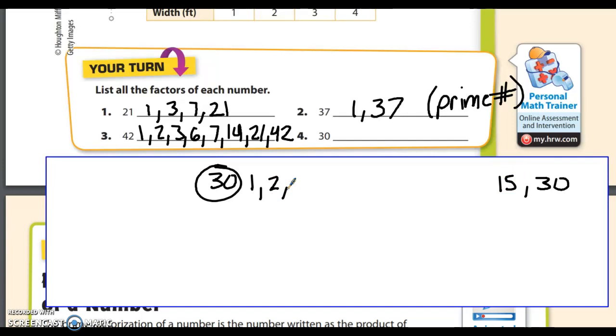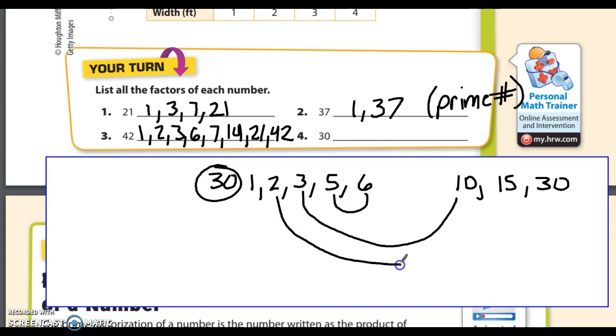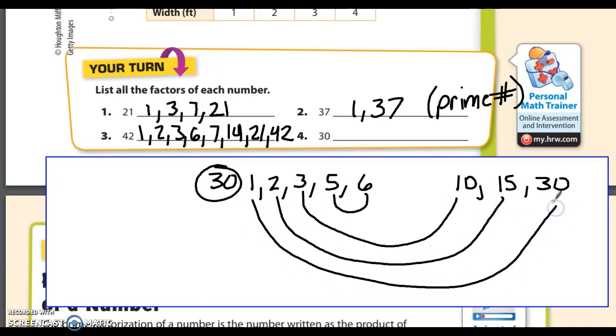I did 1, 2. Is 3 a factor of 30? It is, because 3 goes into 30 10 times. Is 4 a factor of 30? It is not. Is 5? It is. How many times? 6. And since 5 is right next to 6, that means we're at the end. It's going to be 5 times 6, and 3 times 10, and 2 times 15, and 1 times 30.